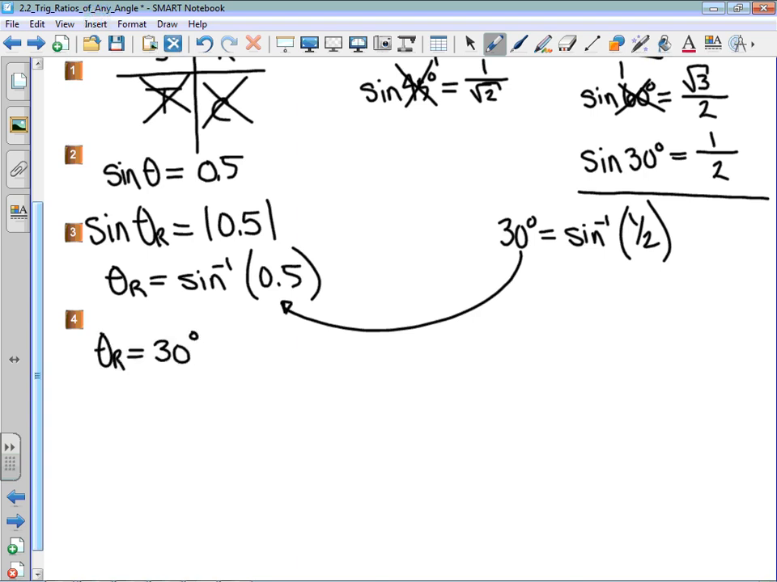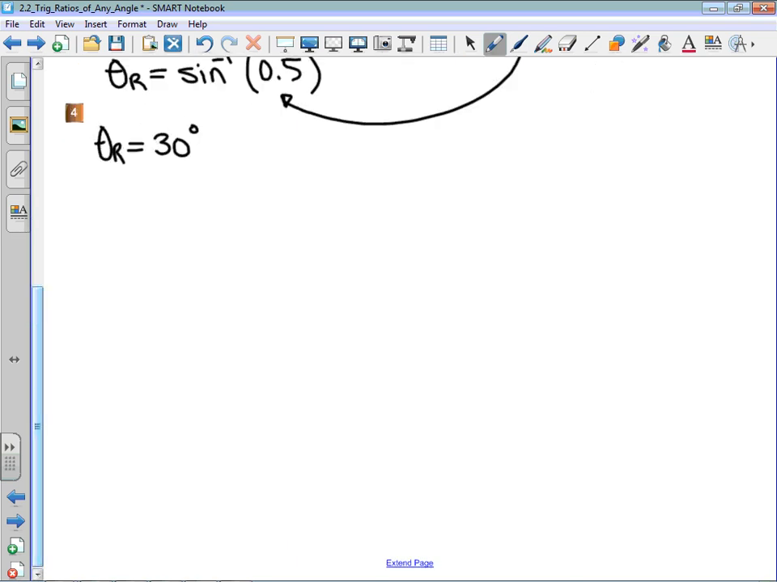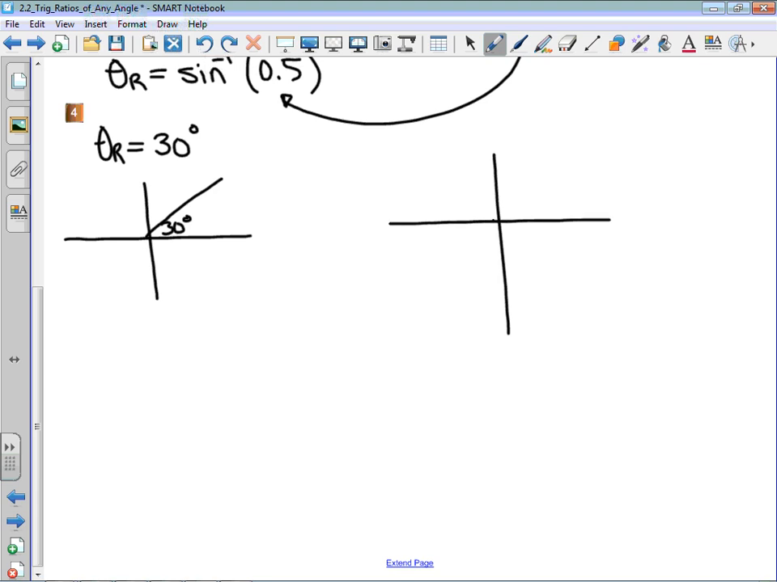Now, I finished saying that this solution was in quadrant 1 and quadrant 2, and I'm going to draw those solutions out. We'll do the easy one first, which is quadrant 1. There's my 30-degree angle. Maybe I'll try to draw that a little bit more normally. There we go, that's a little better. So there's my reference angle. In quadrant 2, my reference angle is here.